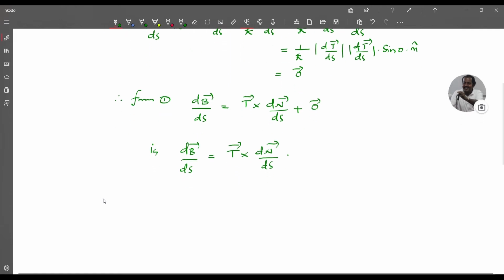So from this we can see that T is orthogonal to dB by ds, or dB by ds is orthogonal to T, because a cross b is orthogonal to both a and b. So this implies dB by ds is orthogonal to T.